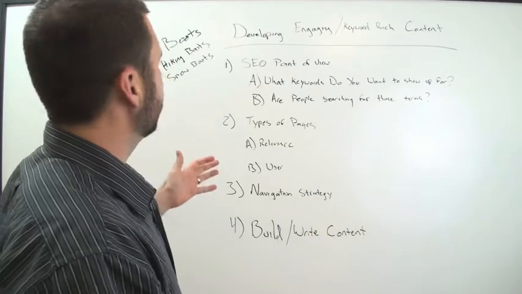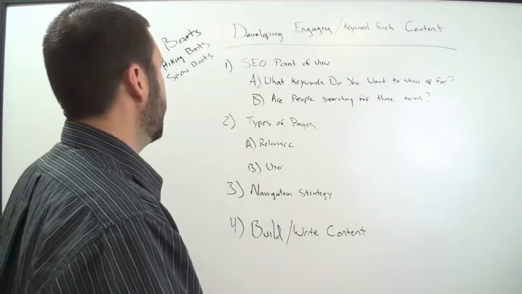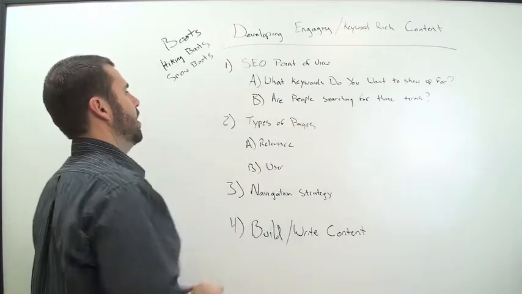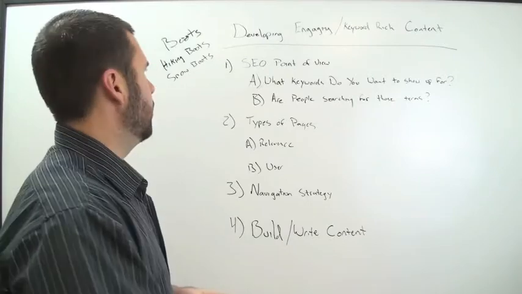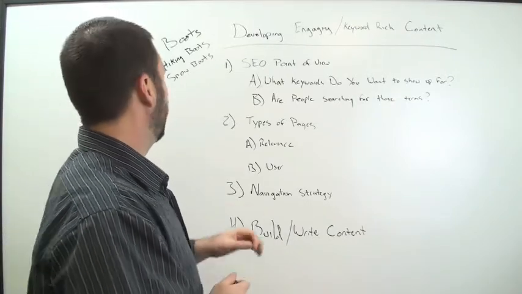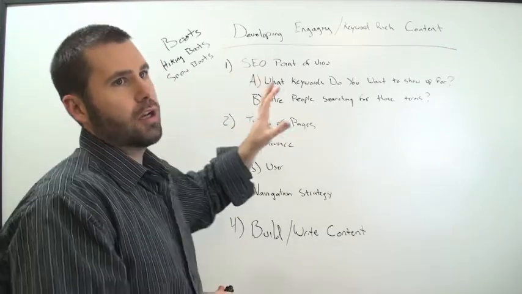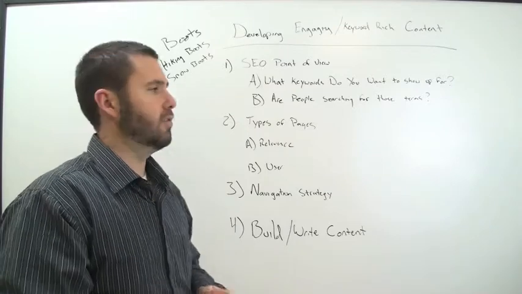Now that we have the keywords narrowed down to the ones that people are searching for, we want to go into the types of pages that we want to develop around those keywords. A good rule of thumb that I try to stick to is to have about 1 to 2 key terms per page of content.